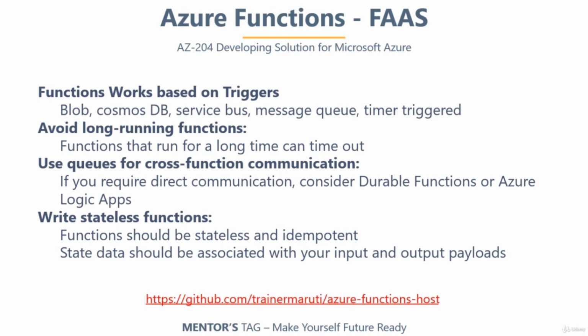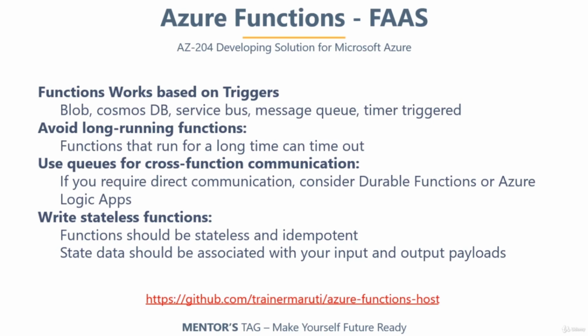You should avoid long running functions, because when you go with the consumption plan, Microsoft is going to give you a 10 minutes timeout. It means if your function is running for 10 long minutes, at the time of the 10 minutes timeout it will get terminated. Same way, if you are dealing with an HTTP request and doing request and response, then the timeout will be reduced to only 2.5 seconds.